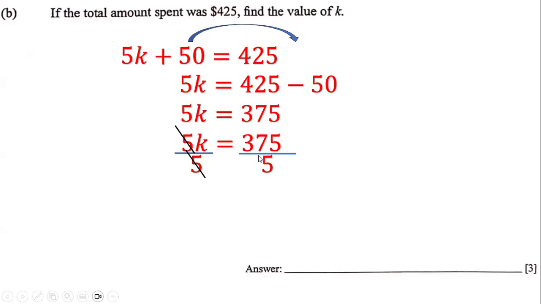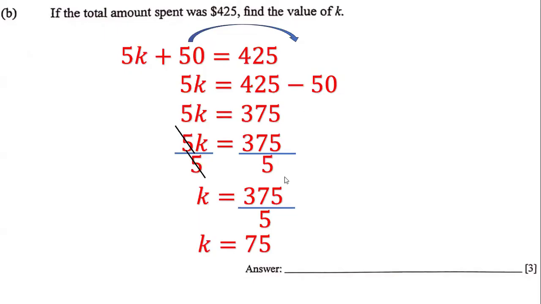So we divide both sides by 5. And so we see that k is equal to 375 divided by 5. We know that the fraction bar is division. And so we say k is equal to 375 divided by 5. And what is 375 divided by 5? That's going to be 75. Very good.